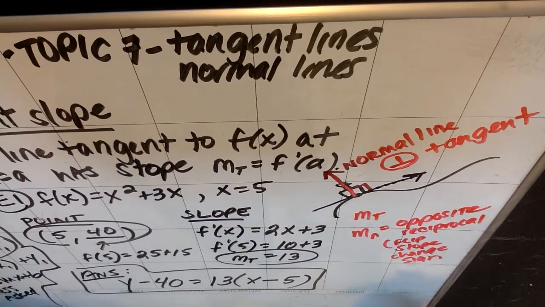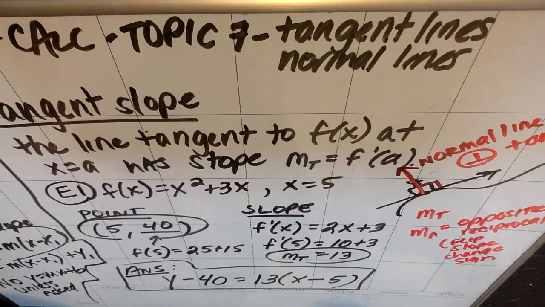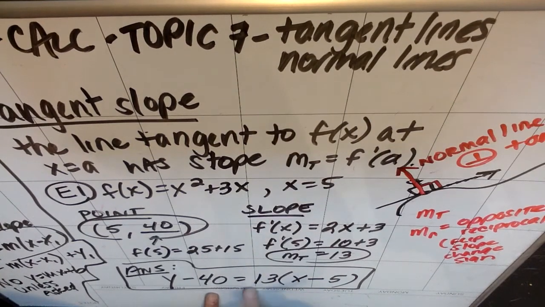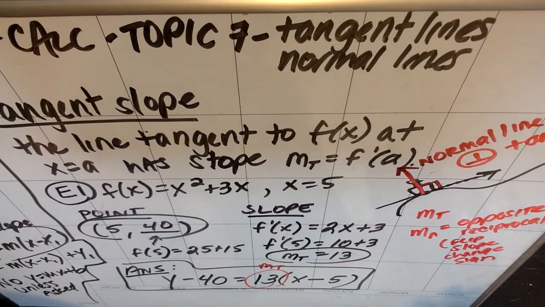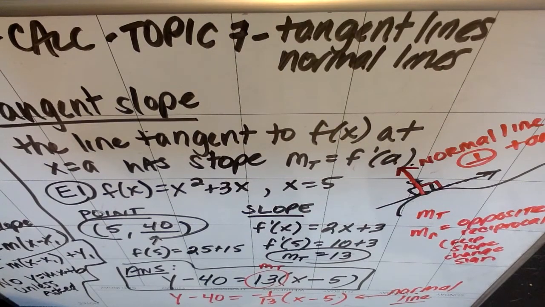So for example, if we look back at the example we just did, the tangent slope was 13. This was my m tangent. If I wanted my normal line, I would keep everything else the same. So y minus 40, I'd keep the x minus 5 the same. The only difference is my tangent slope is 13, so my normal slope is negative 1/13 because I flipped the slope and changed the sign. So this would be my normal line. All the other work stays the same. The only difference is that you take whatever you got as the tangent slope and you flip slope, change sign.